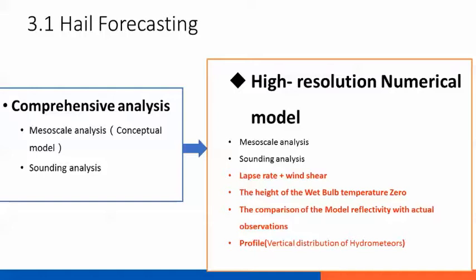When using the high-resolution numeric model, the important aspects you should use are as follows. After mesoscale and sounding analysis of model forecast, we can check high lapse rate and vertical shear, adequate height of the wet bulb temperature zero, hypothesize the organization of thunderstorm, make the comparison of model reflectivity with actual observations in nearby time, and check the profile of hydrometeors, especially graupel from model.